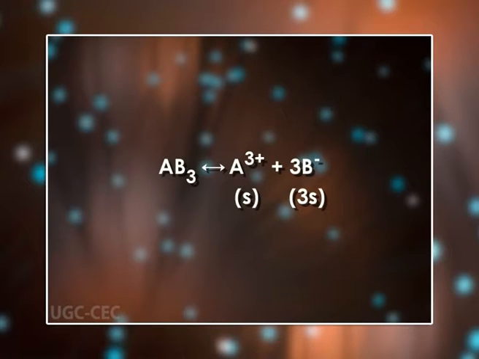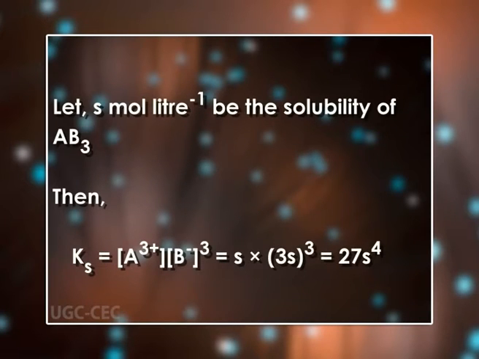Numerically, we can show AB3 gives A3+ plus 3B-. The solubility of A is S and the solubility of B will be 3 times S because there are 3 ions present in the solution. Let S mole per liter be the solubility of AB3.